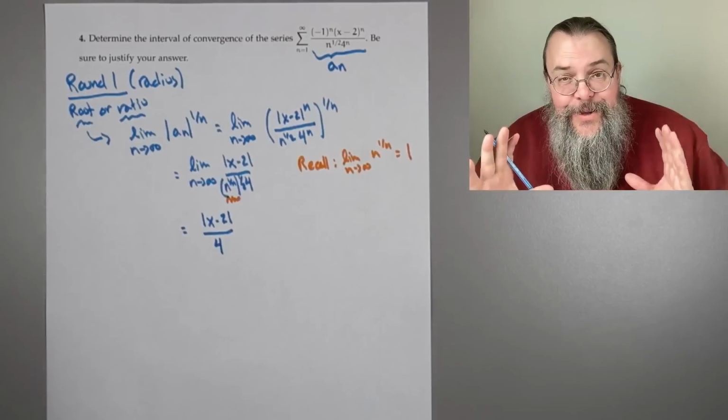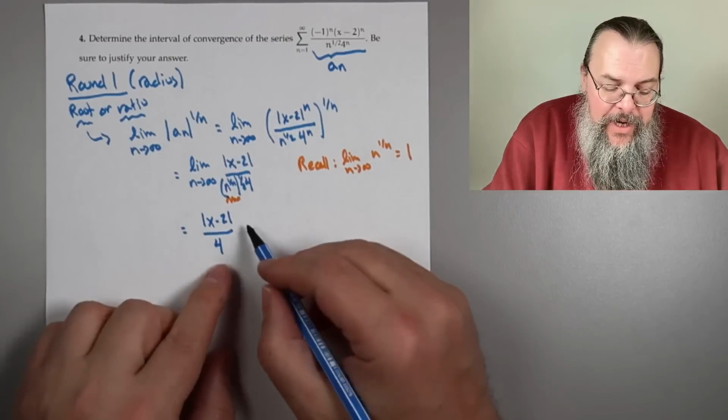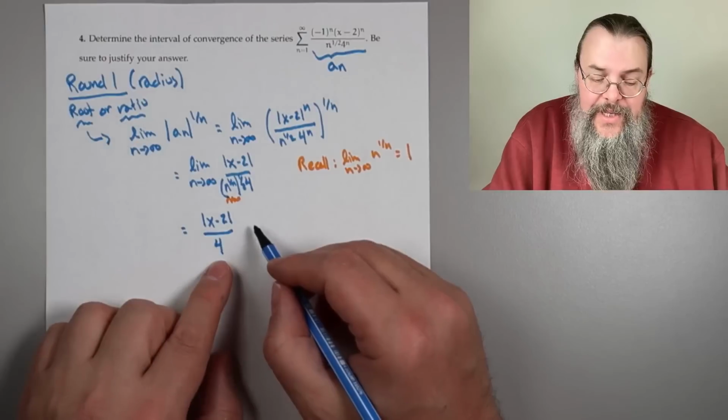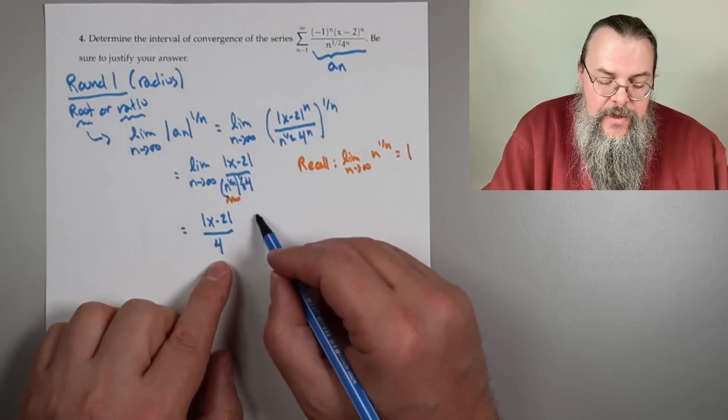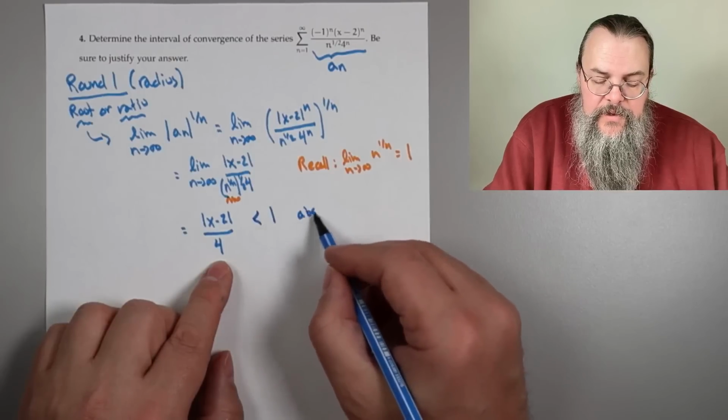Now, let's recall the root test. The root test says we care about when this converges. And this will converge. If this is less than 1, it absolutely converges.